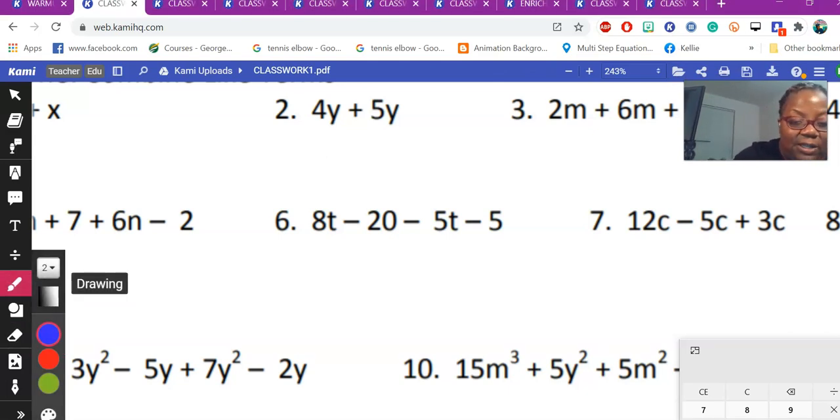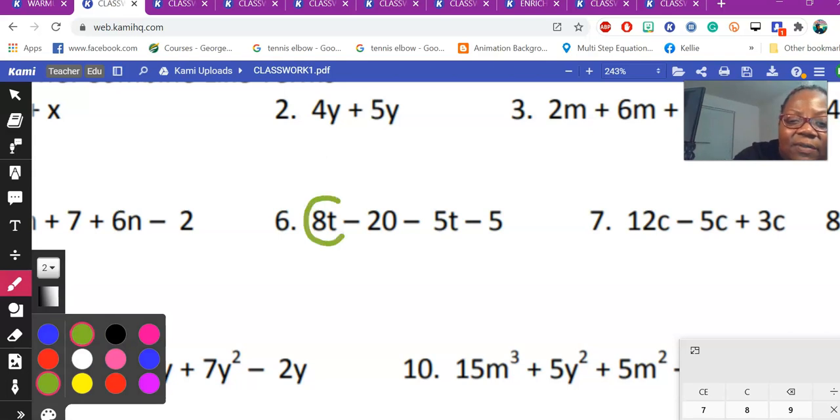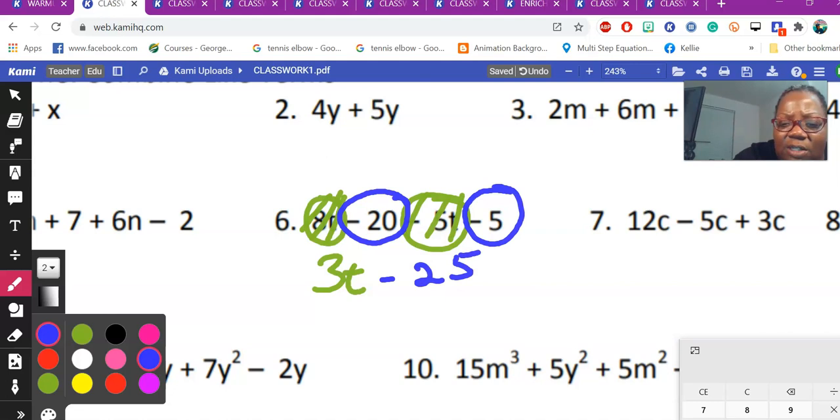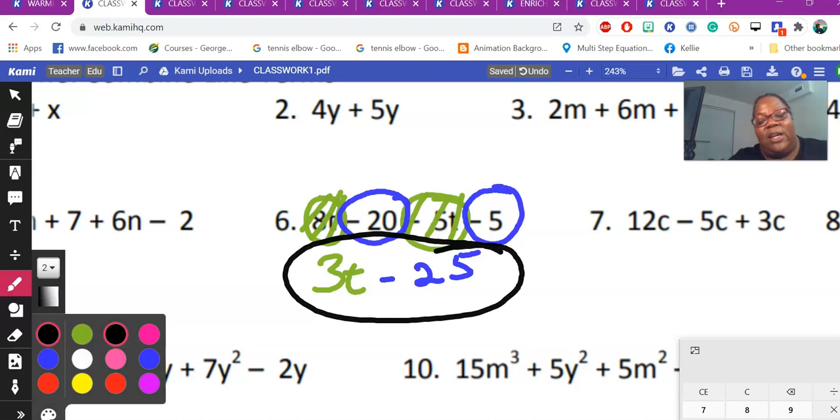So number 6, I'm going to see what terms I can combine. I have an 8t with a negative 5t, right? 8 plus negative 5 is going to give me a positive 3t. Again, if you don't understand where that came from, we need to take a look at integer rules, please. That means I've taken care of this, taken care of this. All right. I still have like terms, a negative 20 and a negative 5. Negative plus negative, my answer is going to be negative, just add, integer rule. These two are not like families, so that's the last I can do with that. So the final answer for here is going to be 3t minus 25.